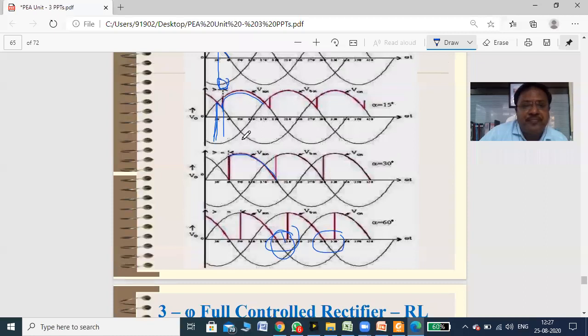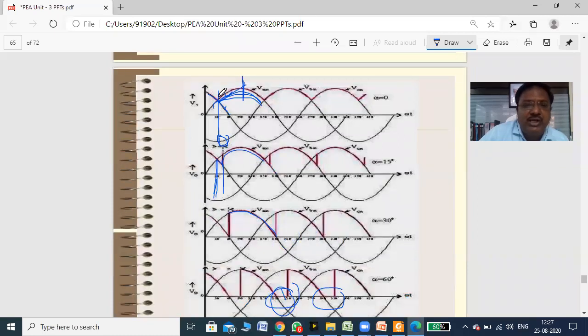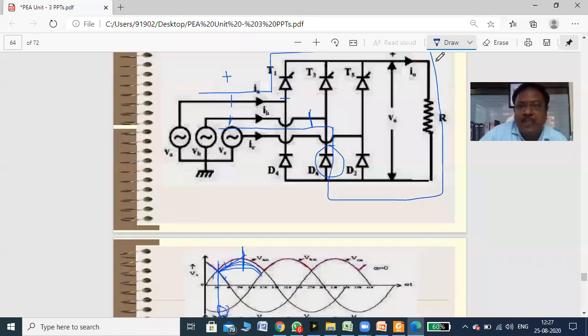You can see here in this particular situation, initially you can consider that alpha equal to 0, and if we trigger the SCR T1, then current starts to flow through T1, then R, then D6 back to phase B, because phase A is positive with respect to phase B. B is most negative and A is most positive. So thyristor T1 and diode D6 both are in forward bias condition. So current flows from supply A, T1, then R, then D6 back to phase B, right?